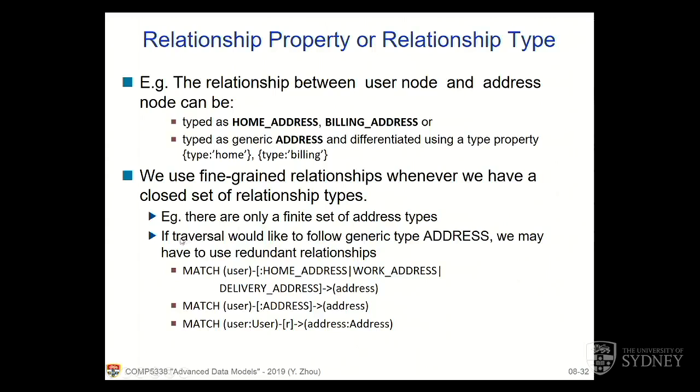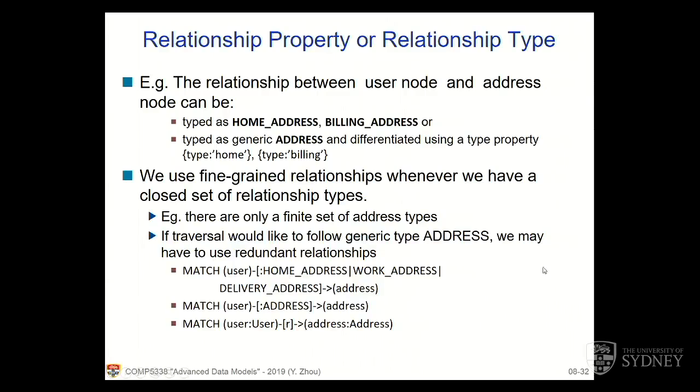But using this is actually not as easy in the other case. If in a traversal you want to follow a particular type, like all the home addresses or billing addresses, that's fine, and then using type is probably good. But if you want to follow a generic type like address, to find all addresses of a user, we don't care whether it's a home address, work address, delivery address, or whatever address, then when you write a query, it will look a bit complicated because you have to have a lot of pipes indicating either this or this or this. And if there are 5 of them, the query doesn't look really nice.